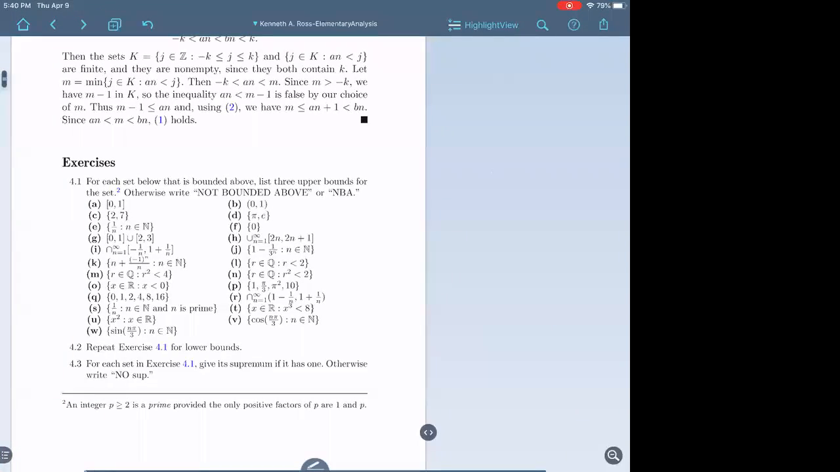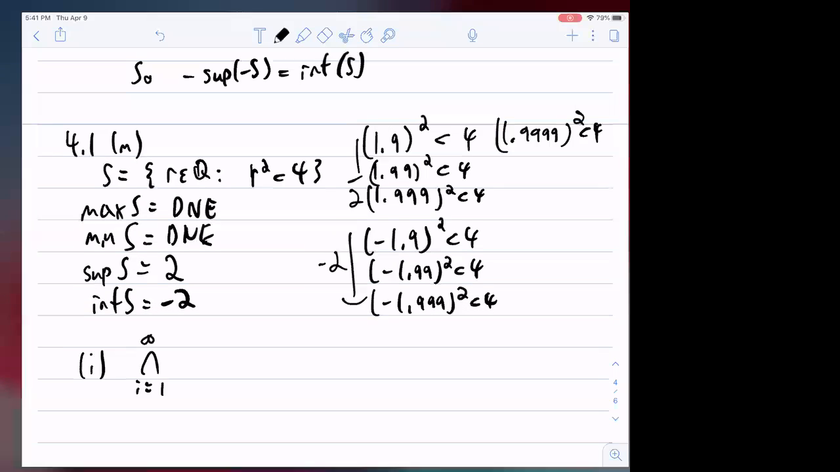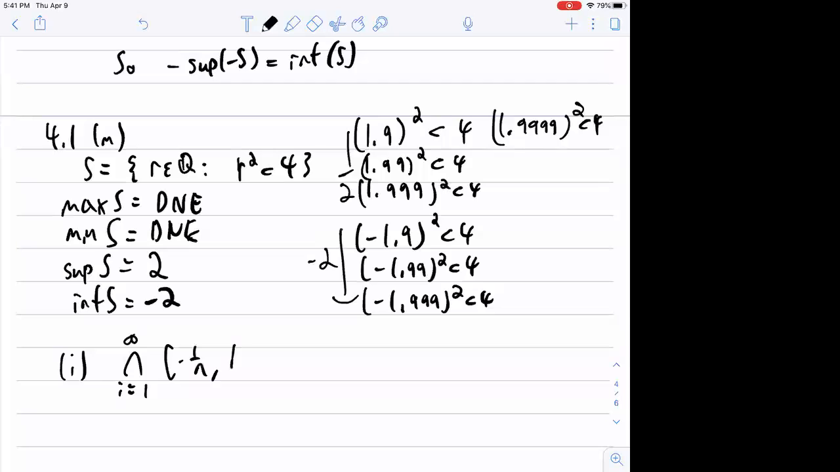Are you all familiar with the intersection over n equals 1 to infinity of the interval [-1/n, 1 + 1/n]? I'll change that in just a moment. Are you all familiar with intersection and what that means? Okay, good.